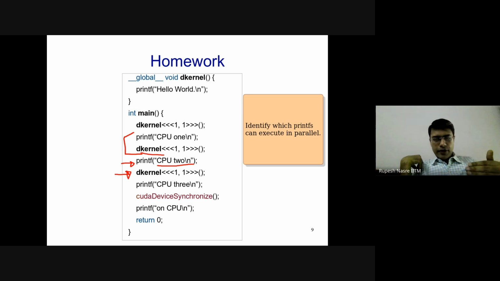Only because of CUDA device synchronize, that synchronization or coordination with the GPU happens, and it ensures that the 3 hello worlds are printed. Only then is the "on CPU" going to get printed. Right? So the CUDA device synchronize is with respect to the GPU hello worlds and "on CPU". It's not for CPU 1, 2.